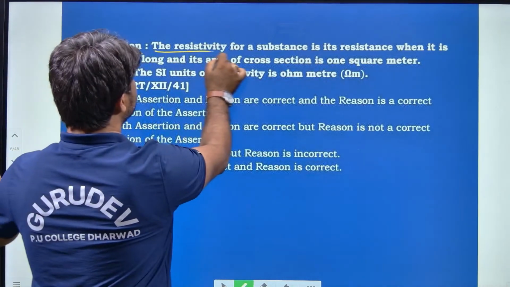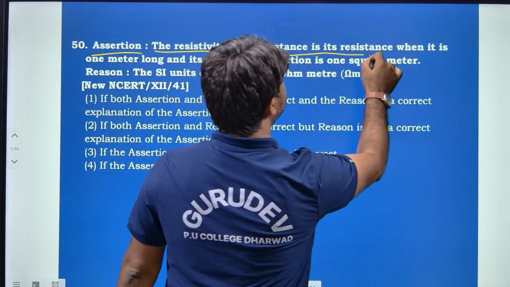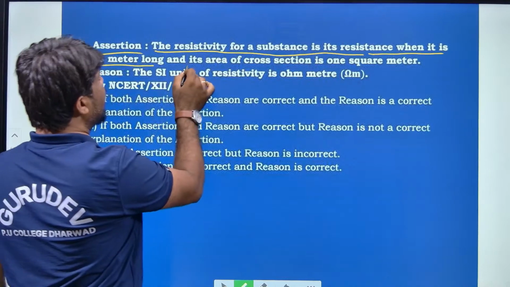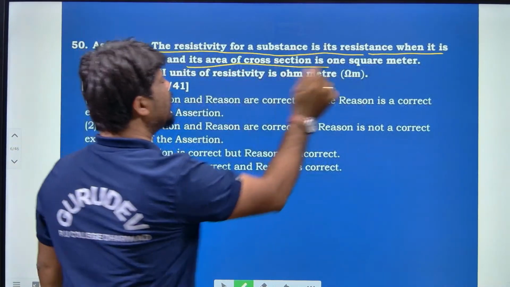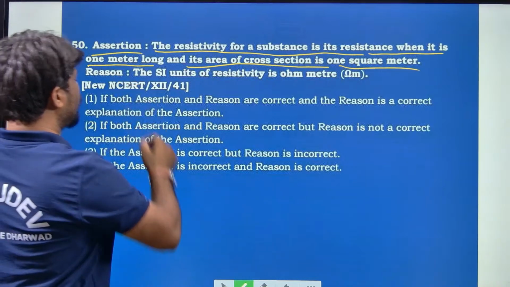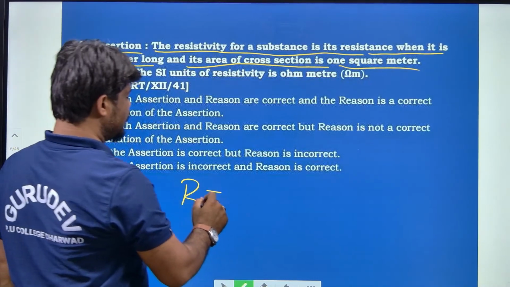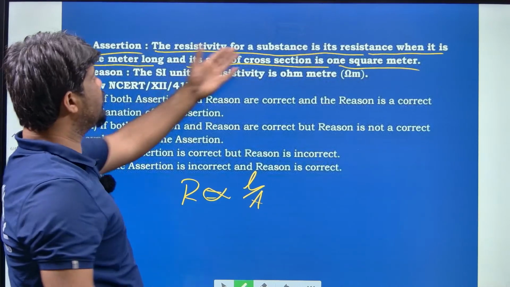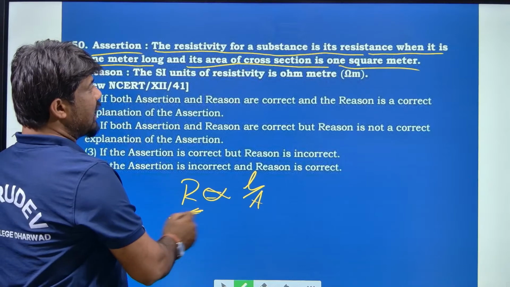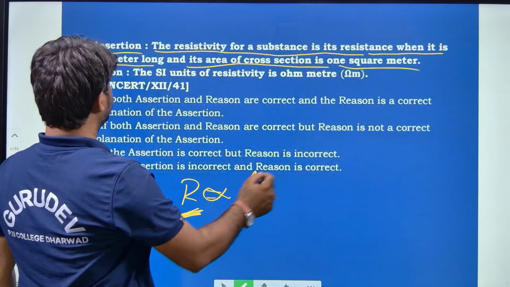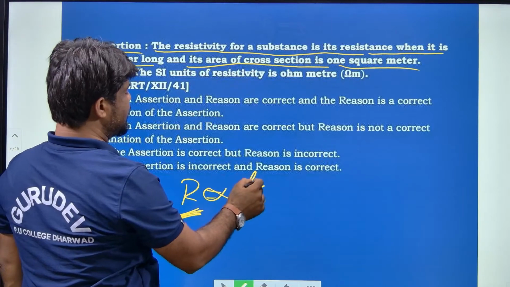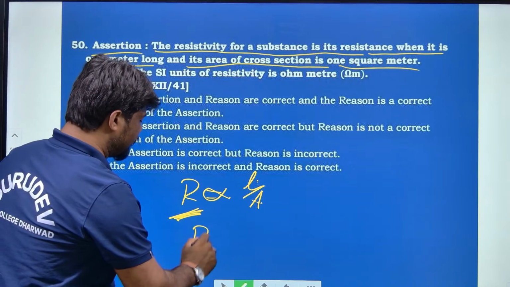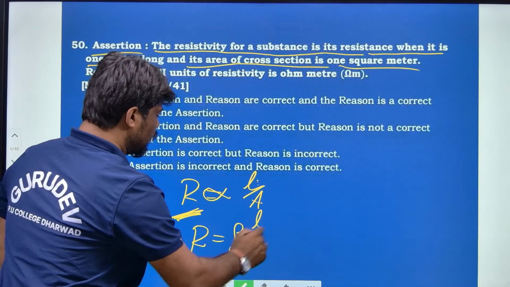Assertion: the resistivity for the substance is its resistance when it is 1 meter long and its area of cross section is 1 square meter. See, what is resistivity? The resistivity is directly proportional to L by A. So, the resistance R is proportional to its length L and inversely to its area of cross section. So, I can ultimately write that R is equal to rho into L by A.